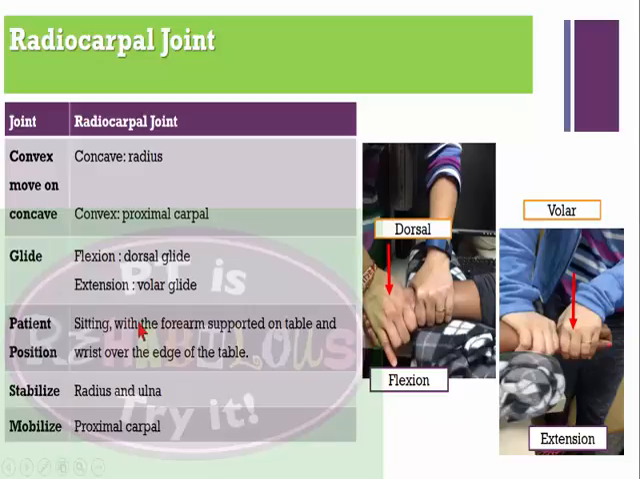The patient should be in sitting position with the forearm supported on the table, and the wrist should be over the edge of the table. For the dorsal glide, you can notice that the patient's hand was in supination, and here it's in pronated position. For stabilization, we have to stabilize the radius and ulna and mobilize the proximal carpal row.